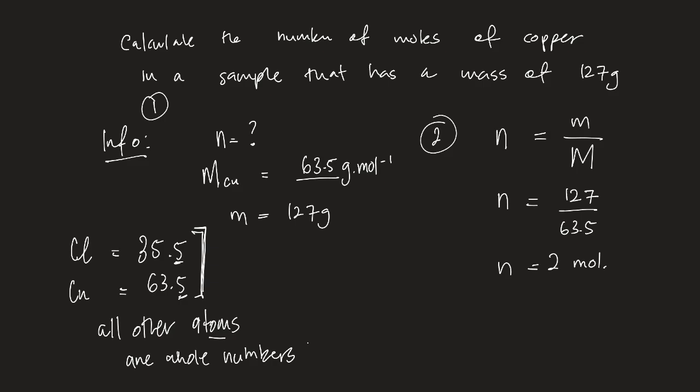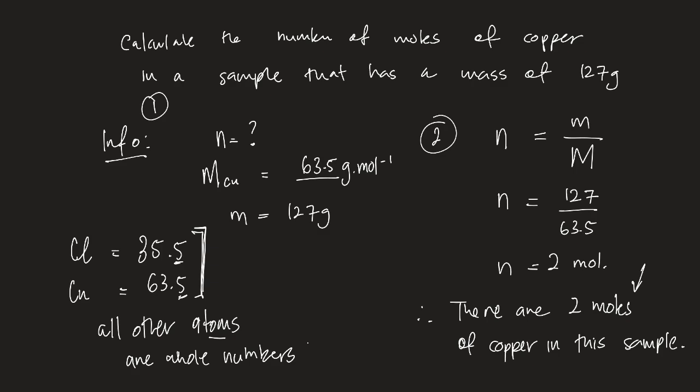And I would say you can leave these ones as a whole number. So therefore, there are 2 moles of copper in this sample. Get used to doing that. When you get to grade 12, it gets a little bit more complex. All right, so that's example number 1.